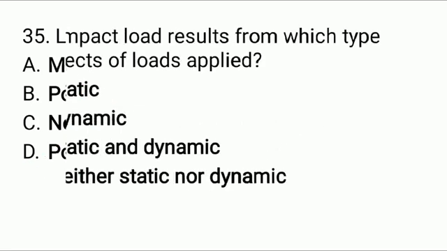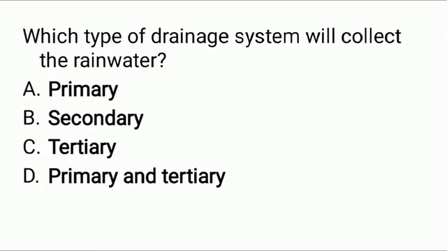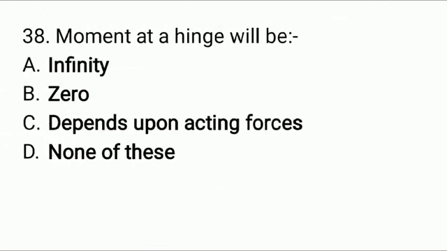Next question. Impact load results from which type of effect of load applied? That is dynamic load, right? So the answer will be B. Next question. Which type of drainage system will collect rainwater? Rainwater is collected by the primary drainage system. Next question. Moment at a hinge will be, it is also very easy.